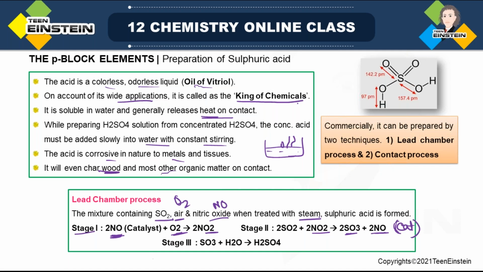So these are the three important steps. Our starting materials are SO2, air, and the catalyst, which is NO. First step, the catalyst is oxidized to NO2. Then this oxidized catalyst oxidizes SO2 to SO3. This is also oxidation, and itself is reduced to its original form, which is NO. And in the third step, the sulfur trioxide reacts with water, and it produces H2SO4. So this is the lead chamber process. See here also we have used sulfur dioxide, not just in the contact process.